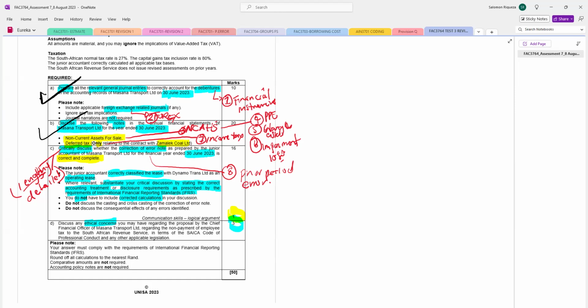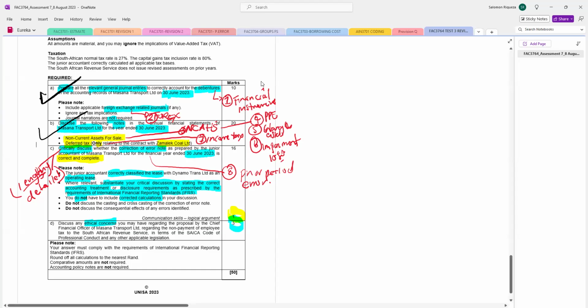Right, so C says, critically discuss. So we are back to the discussion question. And I said, when they use the word critically, it means it has to be lengthy, it has to be in detail, okay? It says critically discuss whether the correction of error note. Yes, Lebo.